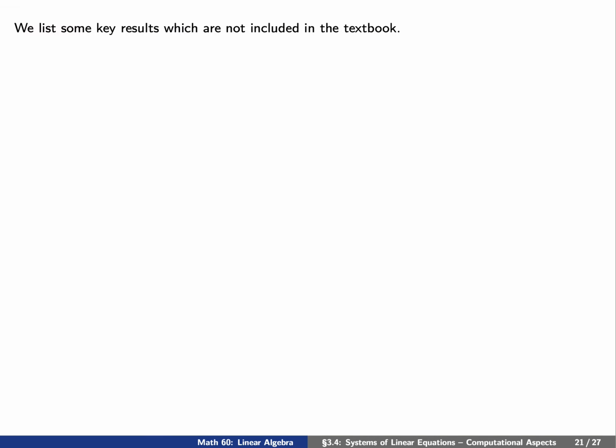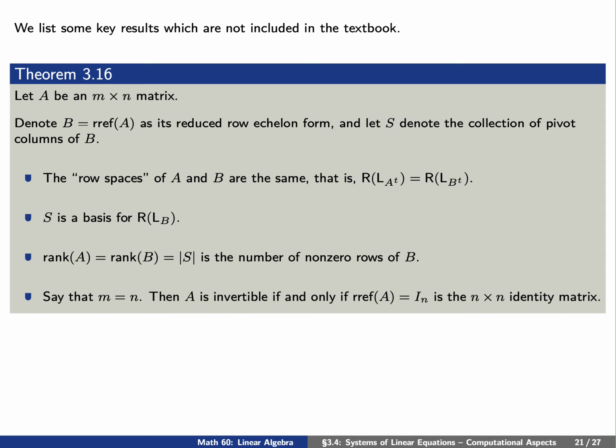We'll now list some key results which are not listed in the textbook. Let's say that A is an M by N matrix. We'll denote B as the reduced row echelon form of this matrix, and let S be the collection of pivot columns of B. Remember that these are the columns that have exactly one non-zero entry where we have a pivot and zeros everywhere else.